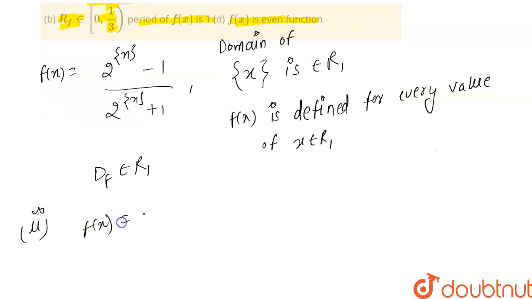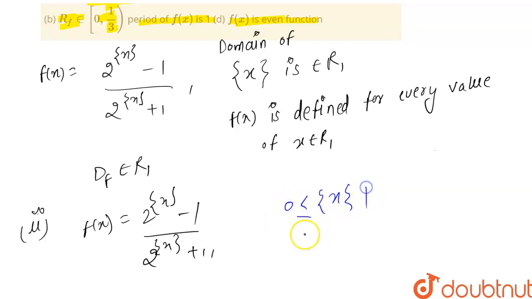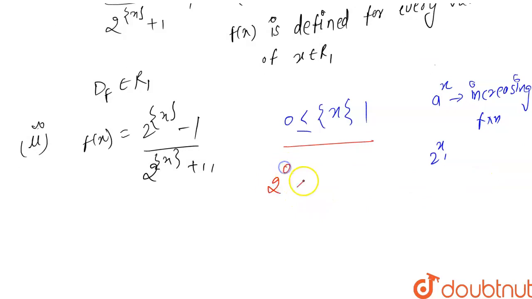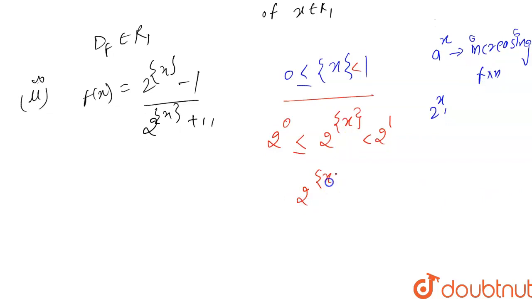So we have the function f(x) equal to (2 to the power fractional part x minus 1) divided by (2 to the power fractional part x plus 1). Now here we know that the range of the fractional part function is from 0 to 1, where 0 is included. Now we know that a to the power x is an increasing function. So when you apply 2 to the power x on this inequality, the sign of inequality remains the same. So we can say that 2 to the power 0 is less than or equal to 2 to the power fractional part x, which is less than 2 to the power 1, or we can say that 2 to the power fractional part x is greater than or equal to 1 but less than 2.